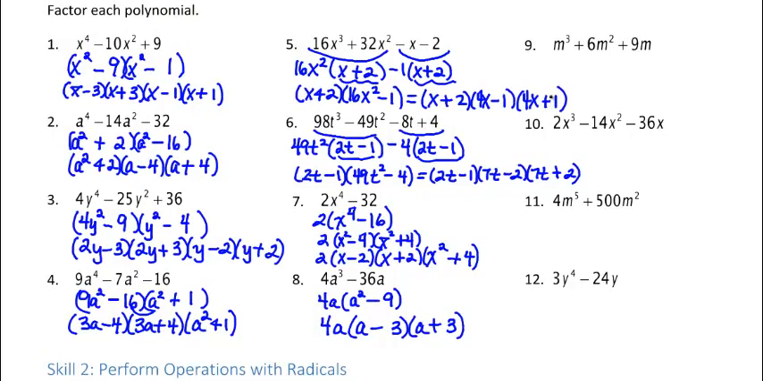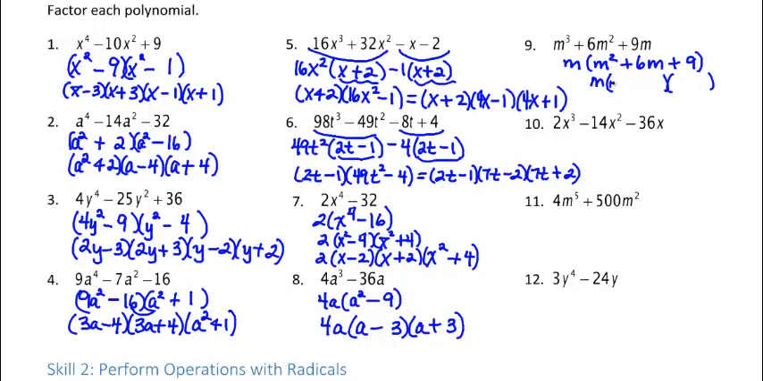Number 9 is m cubed plus 6m squared plus 9m. And so that is a trinomial that has a common factor of m. If we factor out the m first, we are left with m squared plus 6m plus 9. And now this trinomial we can factor.